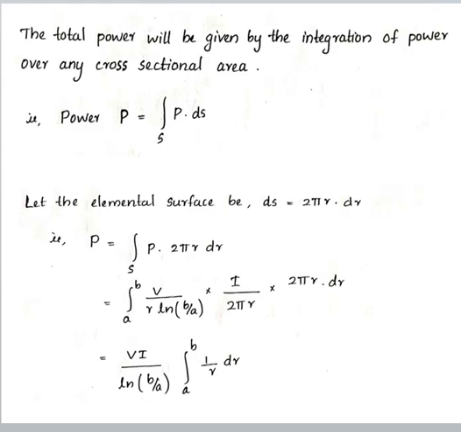Therefore, the above equation becomes the surface integral of P dot 2 pi r dr, with limits a to b. Therefore, the integral from a to b of V divided by r ln b by a into I by 2 pi r into 2 pi r dr. 2 pi r and 2 pi r cancel. Then VI divided by ln b by a is taken outside. So, we get VI divided by ln b by a times the integral from a to b of 1 by r dr.